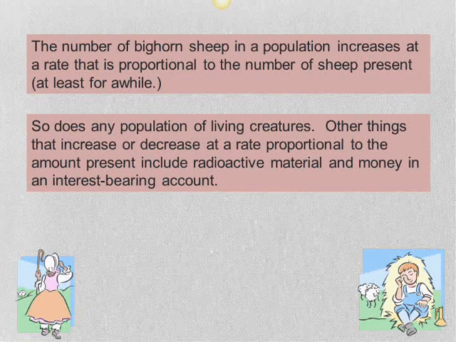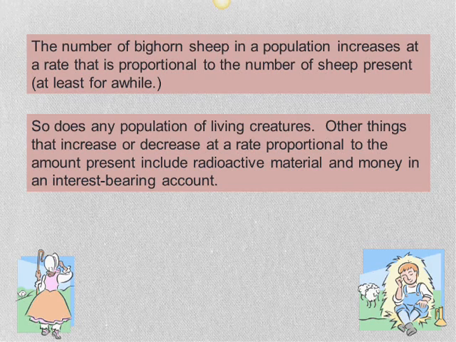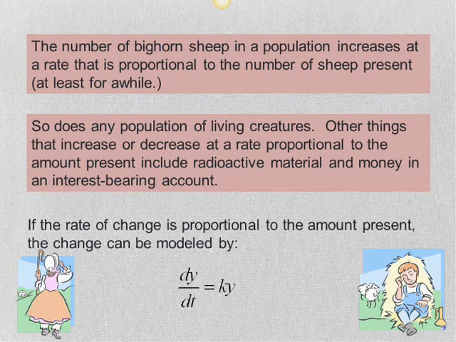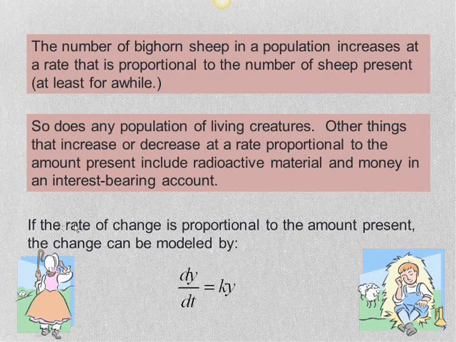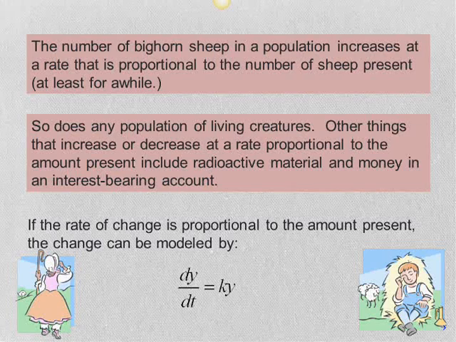Other things that increase or decrease at a rate proportional to the amount present include radioactive decay, money also in an interest-bearing account. If the rate of change is proportional to the amount present, the change can then be modeled by dy/dt equals ky. Let's talk about why that is the case. The rate of change, that's dy/dt, is proportional. Hopefully you remembered that back in pre-calc, whenever we talked about that word proportional, we had to set that equal to a k value.